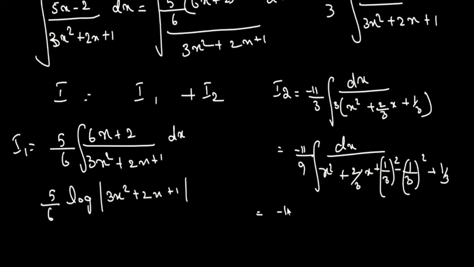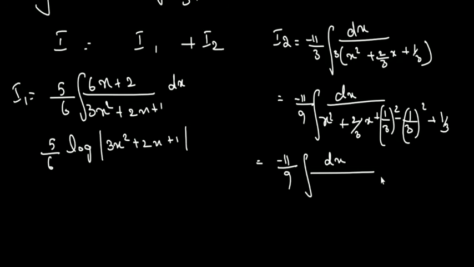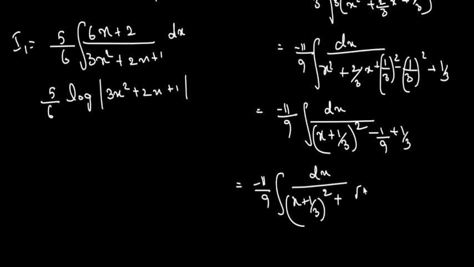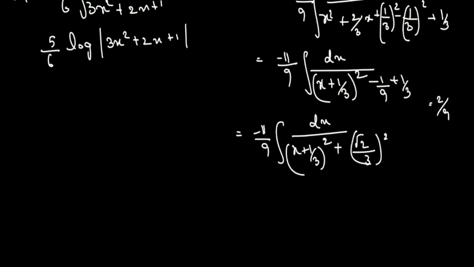That is equal to minus 11 by 9 integral dx by, these terms will become a perfect square, that is x plus 1 by 3 the whole square minus 1 by 9 plus 1 by 3, which is root 2 by 3 the whole square. It is 2 by 9, so we can write it as root 2 by 3 the whole square. So this is of the form 1 by x square plus a square. The integral of 1 by x square plus a square is 1 by a tan inverse x by a.